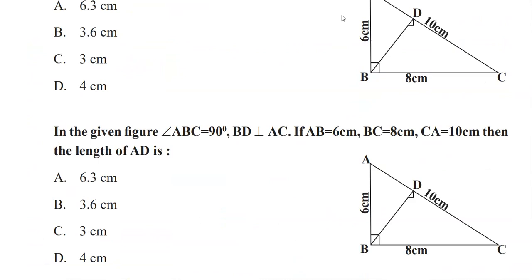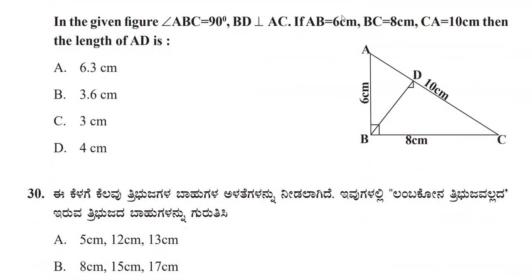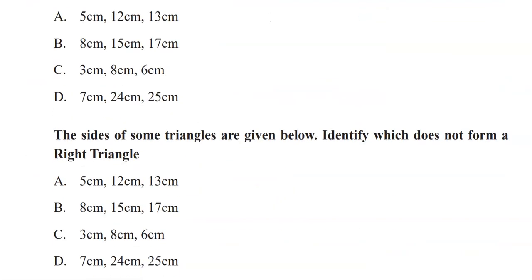Next, question number 29. In the given figure, angle ABC is equal to 90 degree. BD is perpendicular to AC. If AB is equal to 6 cm, BC is equal to 8 cm, CA is equal to 10 cm, then the length of AD is. The correct answer is 3.6 cm. That is option B.